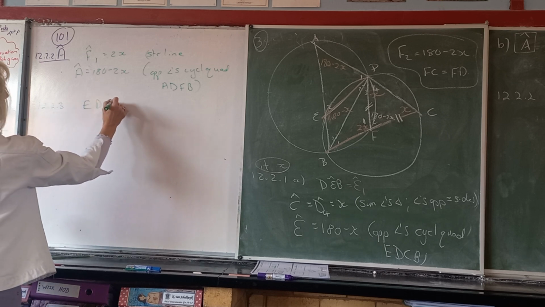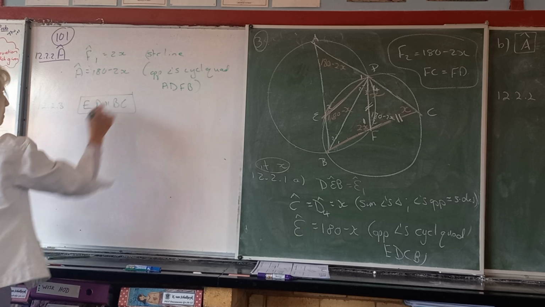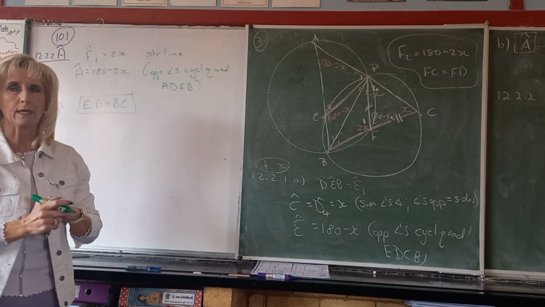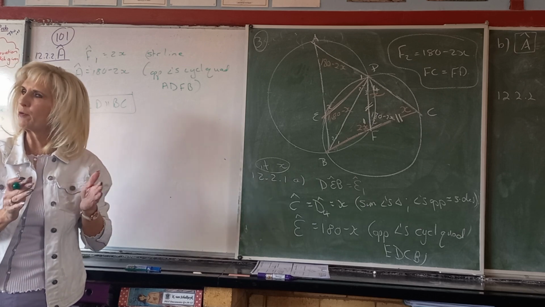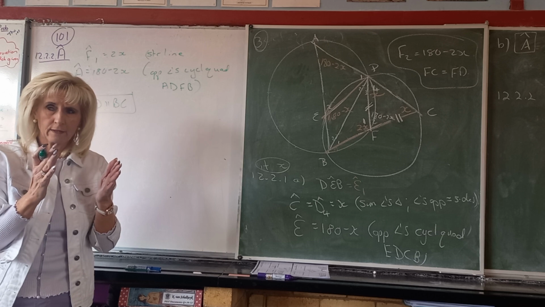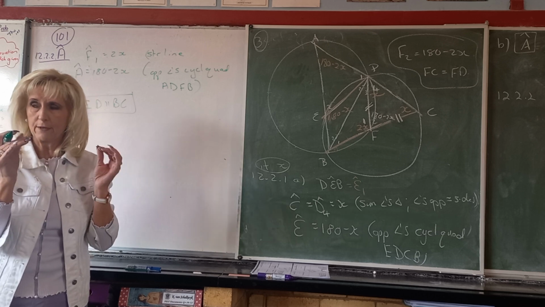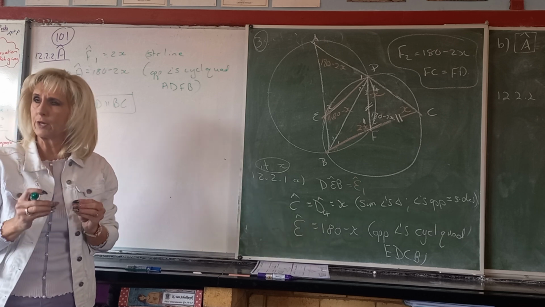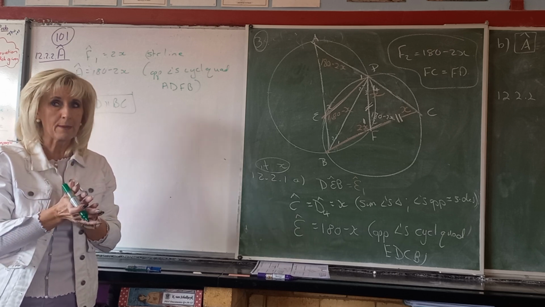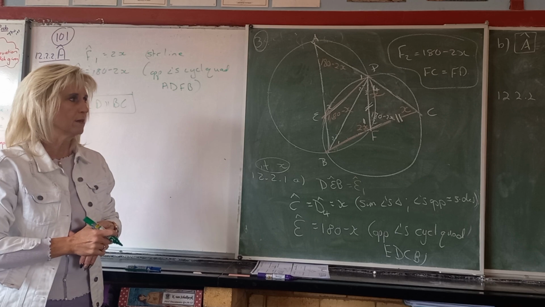Prove to me that ED is parallel to BC. When you look at the sketch, how do I prove that lines are parallel? That's grade 9, eh? Yeah. Alternate angles are equal if the lines are parallel. Corresponding angles are equal if the lines are parallel. Or co-interior angles are supplementary if the lines are parallel.